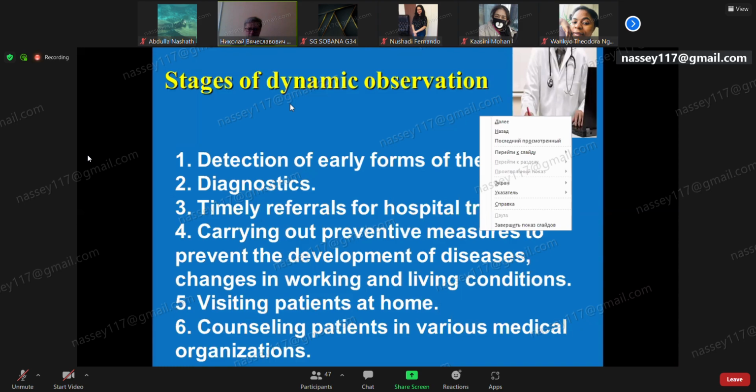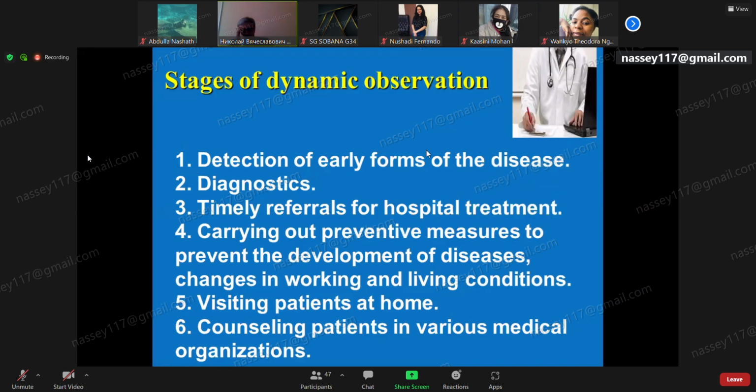On this slide, you can see the main stages which we should perform for the realization of dynamic observation for patients with chronic diseases. It is more optimal, of course, in each separate case, to start this process from the detection of early forms of diseases.